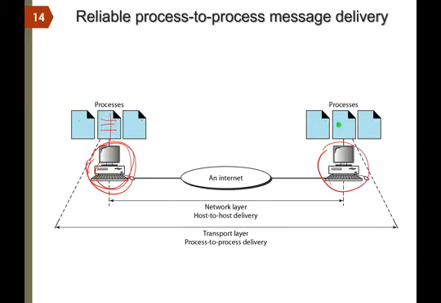But on this host there are many processes running. So how do you deliver this message to this process? This is the responsibility of the transport layer. So the transport layer will make sure that once the message has arrived here, it is delivered to this process, not this, not this. Okay, so this is the functionality of the transport layer, and it's actually reliable.